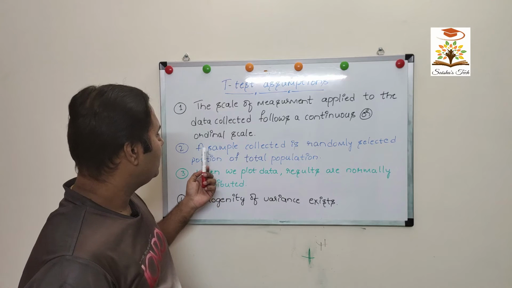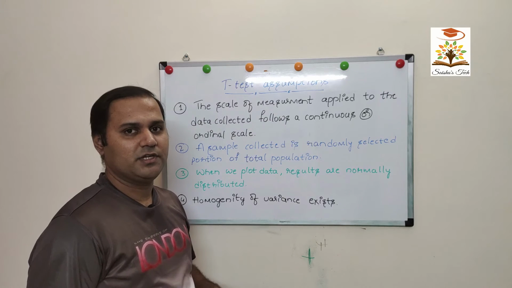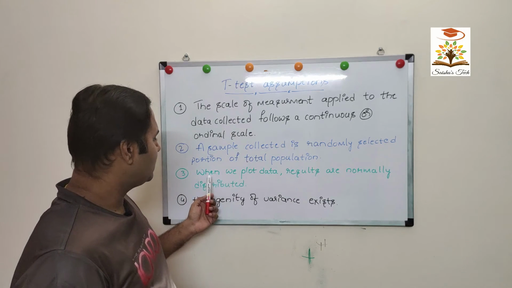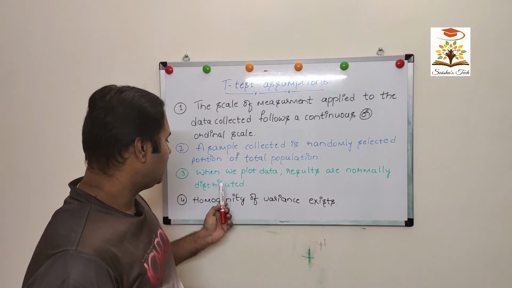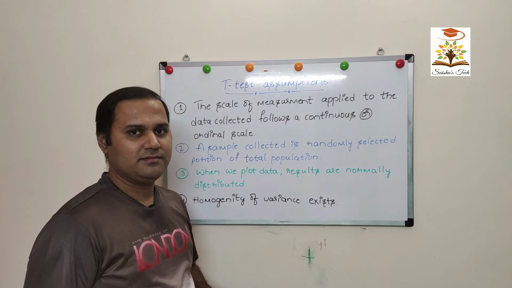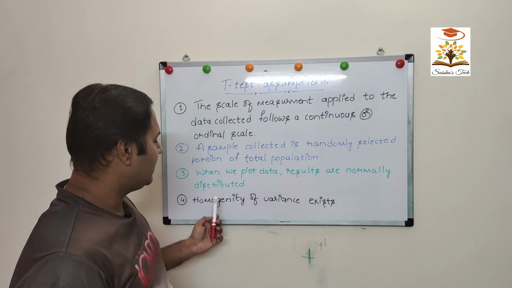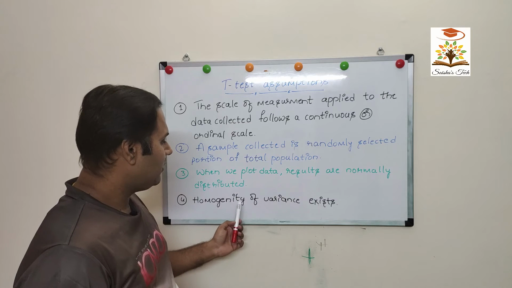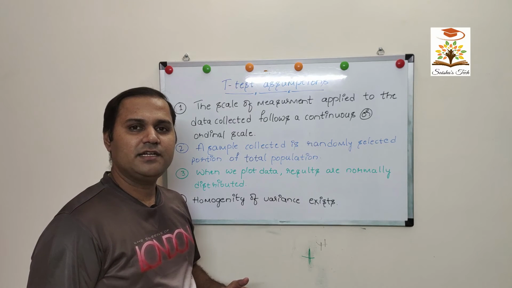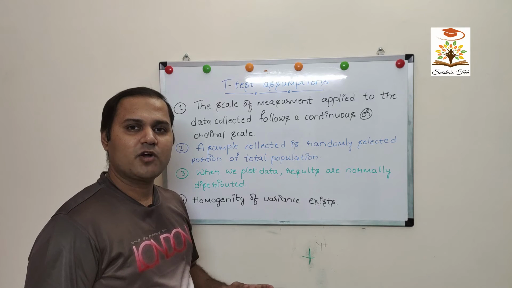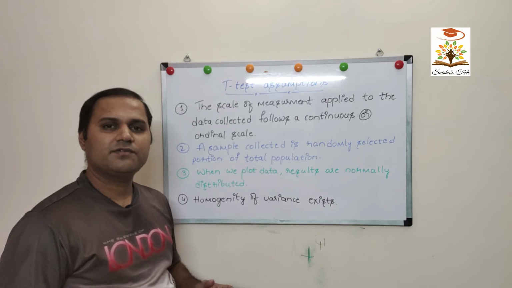The second assumption says that the sample which is collected is randomly selected from the total population. The third assumption says that when we plot the data, the results of the t-test are normally distributed. The fourth and the final assumption which we make during conducting a t-test is there is homogeneity of the variance, which means the standard deviation of the samples are approximately equal. These were some of the assumptions of t-test.